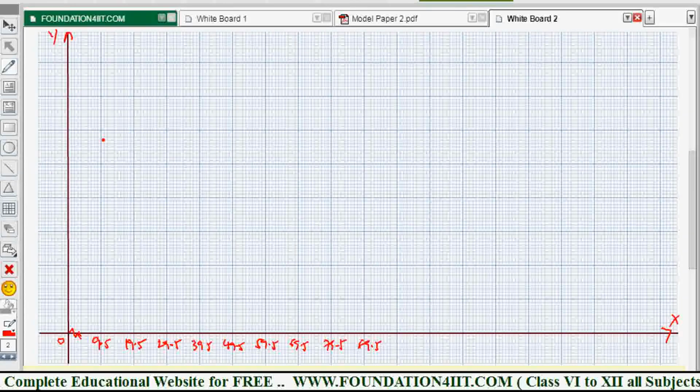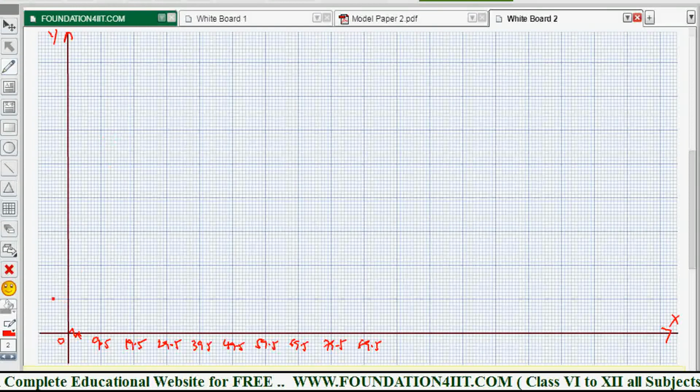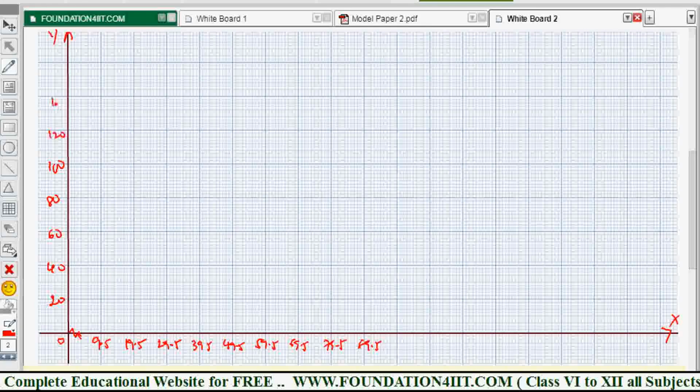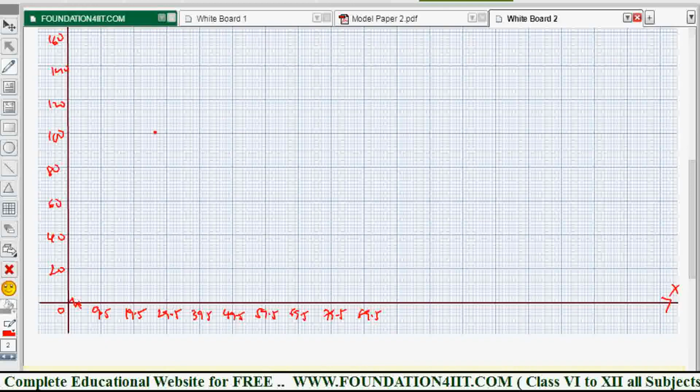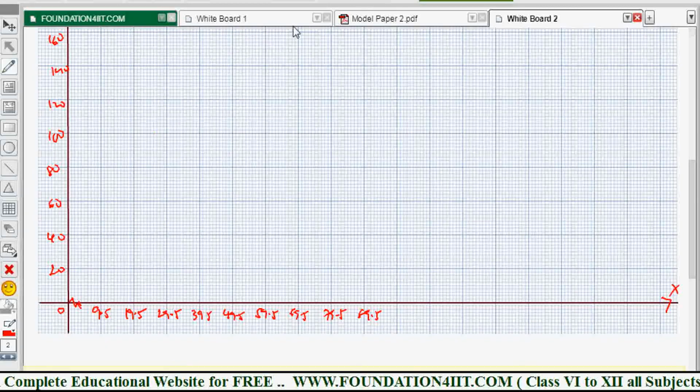So let's take 0, 20, 40, 60, 80, 100, 120, 140, 160, 180 and 200. Next number is 200, and we can take 220 just to extend this graph. Okay, so now we need to plot these points. So that is these points only.